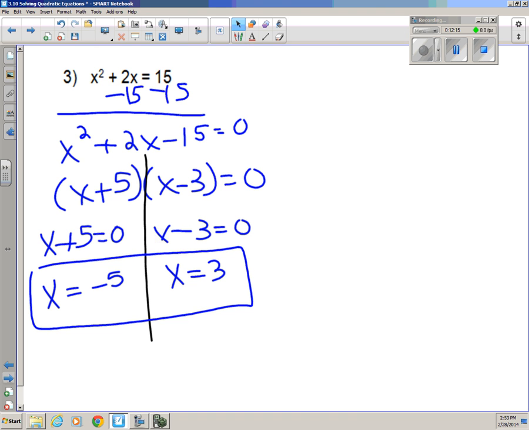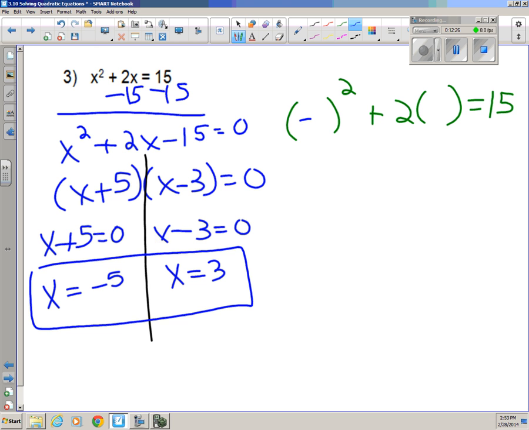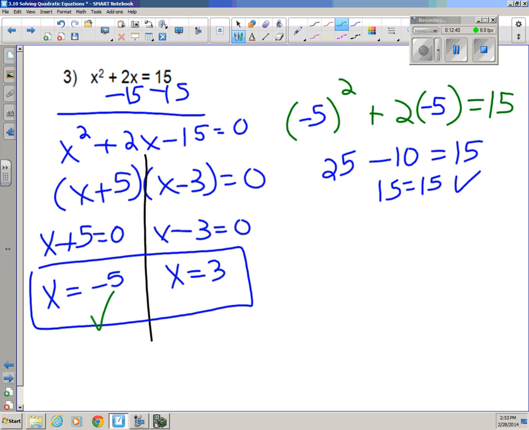Here's how this works, and then I'll stop doing the check. The original equation is x squared plus 2x equal to 15. If I plug in that value of -5, wherever I see an x, I'm going to get -5 squared. 2 times -5. Does 25 minus 10 equal 15? And it does. That's why I know this is definitely an answer that works.